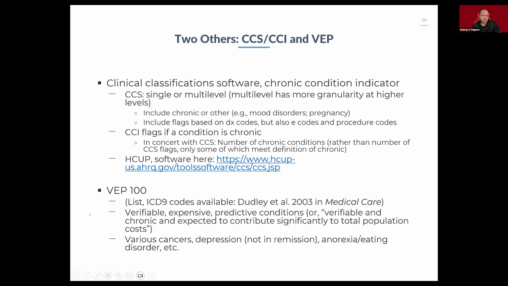Another example is the VEP 100, which is the verifiable expensive predictive conditions. So you can identify conditions, and then you can come up with lists like this that have been validated for you by other authors. That's another approach. And it may include the things that are of interest to you. Various cancers, depression. What's interesting here is that obviously there are depression codes for when depression's in remission. This would exclude those kinds of things. But again, you want to look at each of these approaches and say, is it drawing out the specificity that I want, or not?